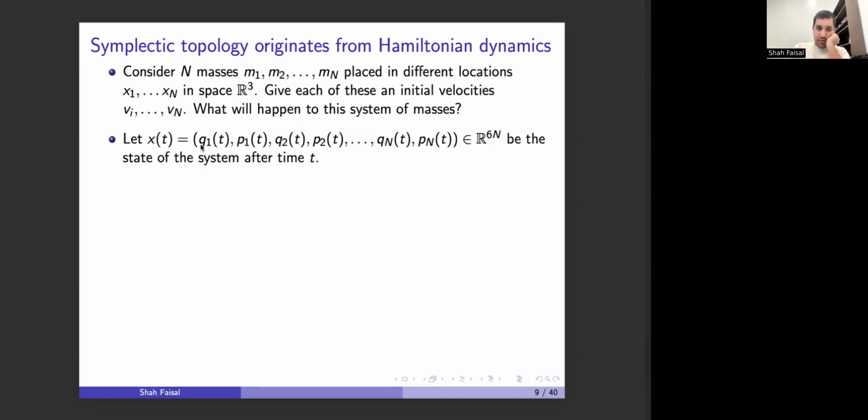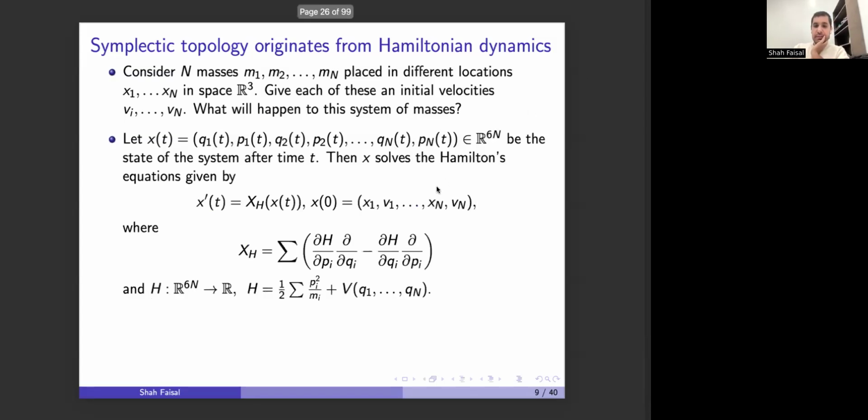Consider a vector where q1 represents the position of M1 at time t, and p1 the momentum of M1 at time t. And you continue, so you make this big vector, which I call the state vector of the system. Since you have three components for the position and three components for the momentum, each particle has a six-dimensional space. So it's like a vector in R^(6n).